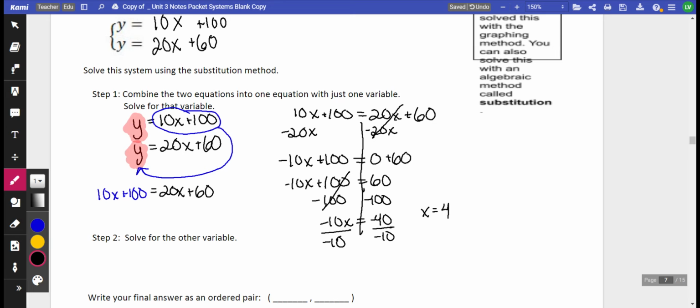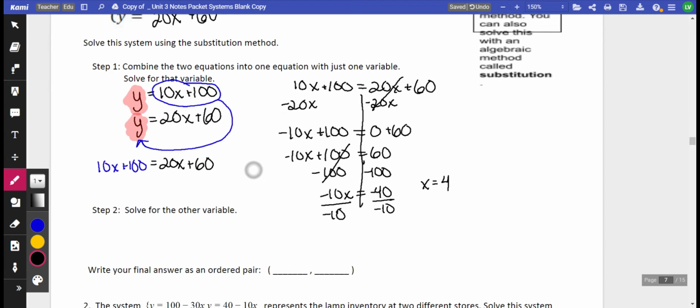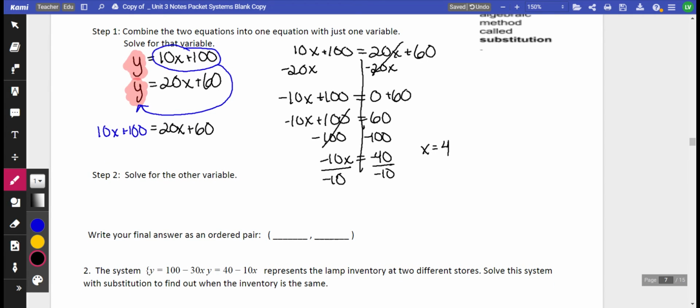For step number 2, we're going to solve for the other variable, meaning if we have our x value, we now want to solve for our y value. You can pick either of the original equations to plug the x value into. Doesn't matter which one. I'm going to choose the first equation, y equals 10x plus 100. But again, you could have chosen y equals 20x plus 60. It won't matter.